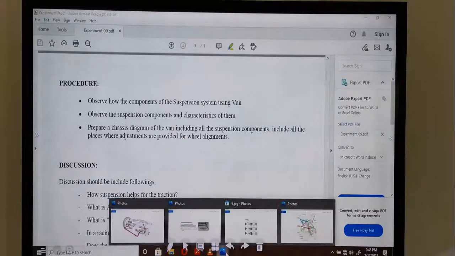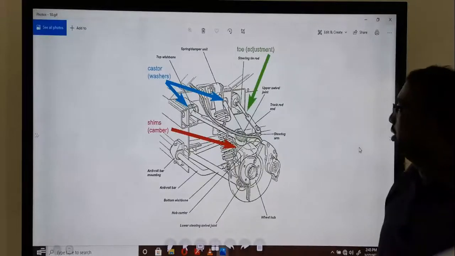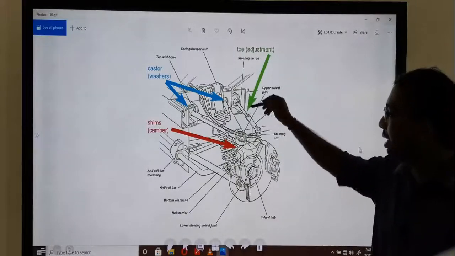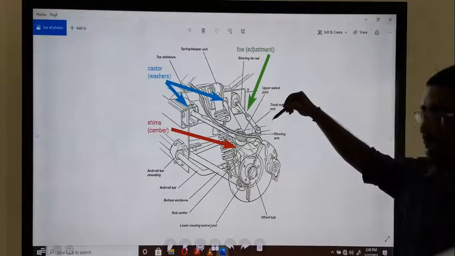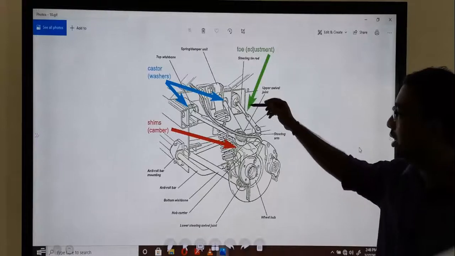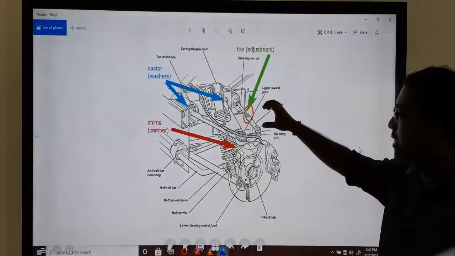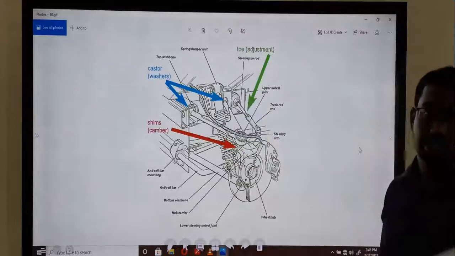For example, here you can see the toe adjustment is made here, at the steering tie rod. This is a ball joint. There is a screw here, and we can adjust according to the thread. We can make the toe adjustment.